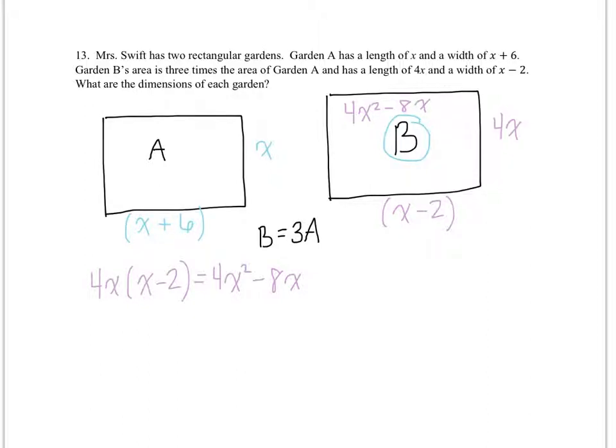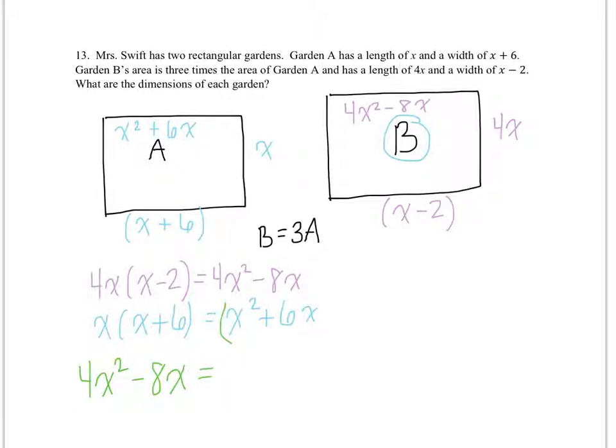Now we have to find Garden A's area, which is x times x plus 6, and we get x squared plus 6x. So the area of Garden A is x squared plus 6x. Since Garden B, 4x squared minus 8x, is 3 times Garden A, if you multiply this by 3, you would get 3x squared plus 18x.